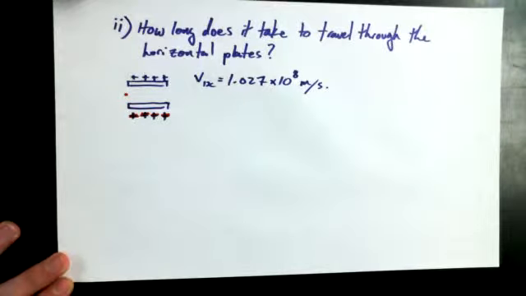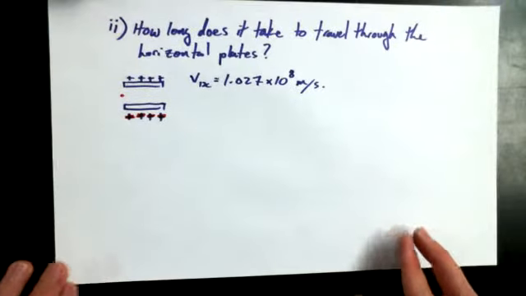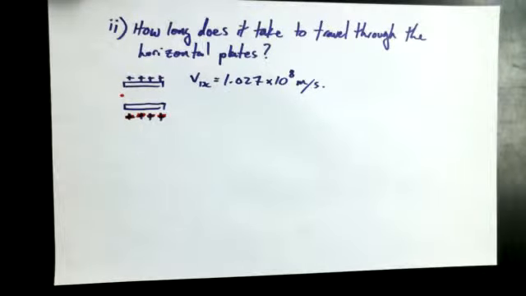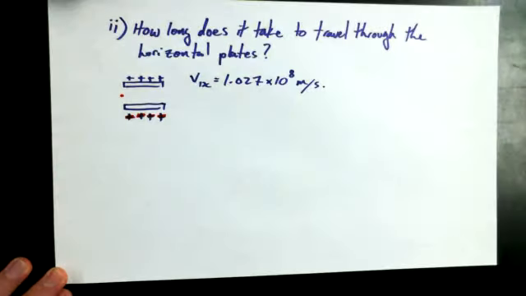Sorry. All right, well, forget about the fact that the negative on the bottom is kind of messy now. Anyway, positive plate on the top, negative plate on the bottom. I'm not going to bother with the whiteout. I wish this was on a computer, I could just delete it. Undo. All right, 1.027 times 10 to the power of 8 meters per second is the initial x velocity.